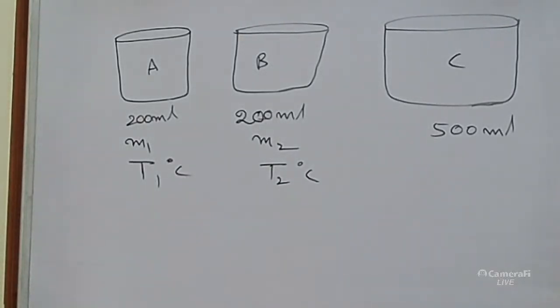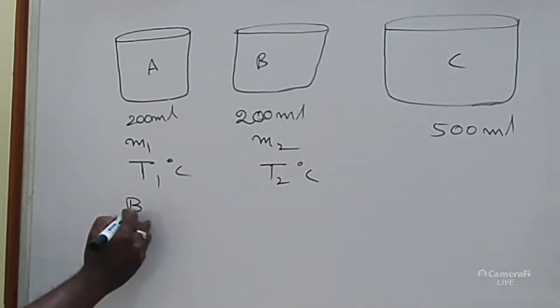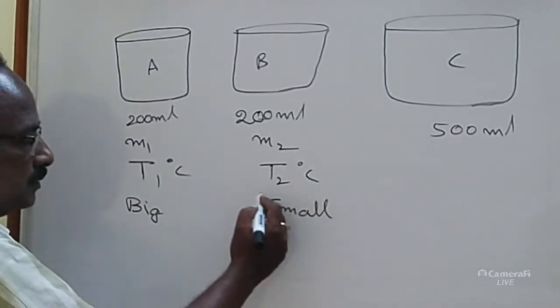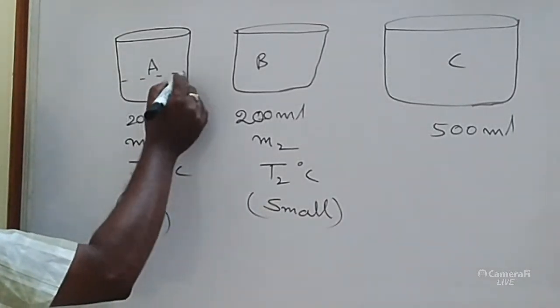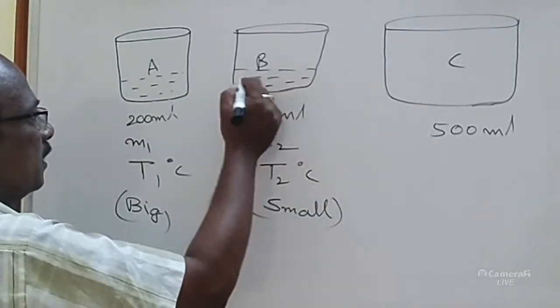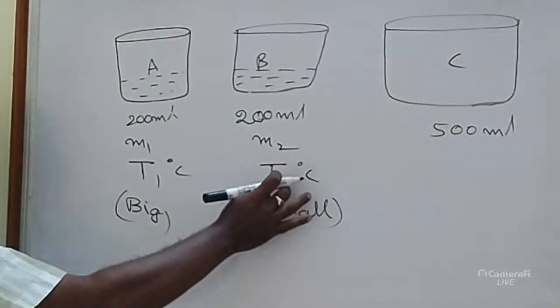Next, the lower temperature is T2 and the higher temperature is T1. This one is big, this one is small. These two contain water. This one has temperature T1 degrees Celsius and this one has temperature T2 degrees Celsius.